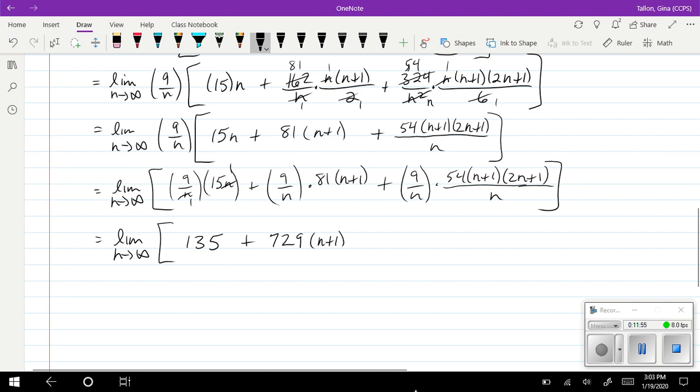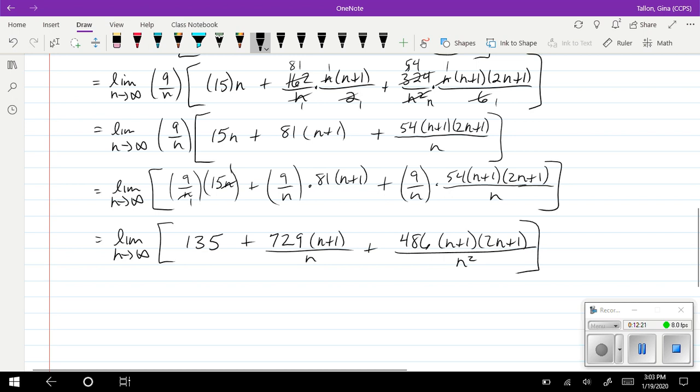n plus 1 over n. Plus, see, I can't cancel anything else out here either. So 54 times 9 is going to be 486, n plus 1, 2n plus 1, all divided by n squared. Alrighty, I am ready to take the limit.